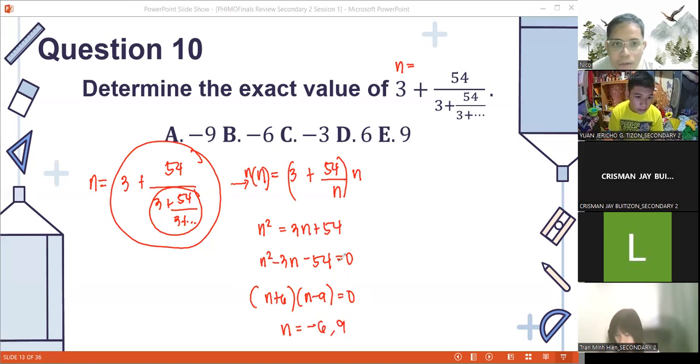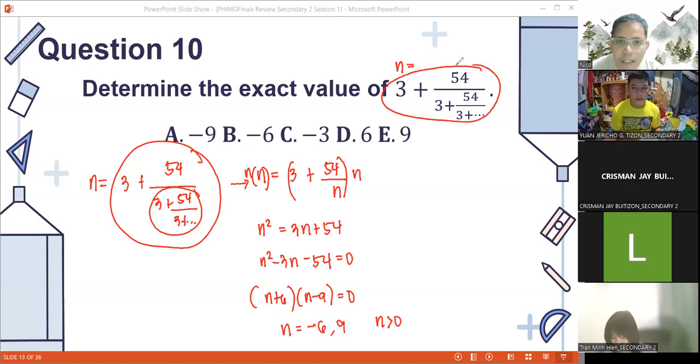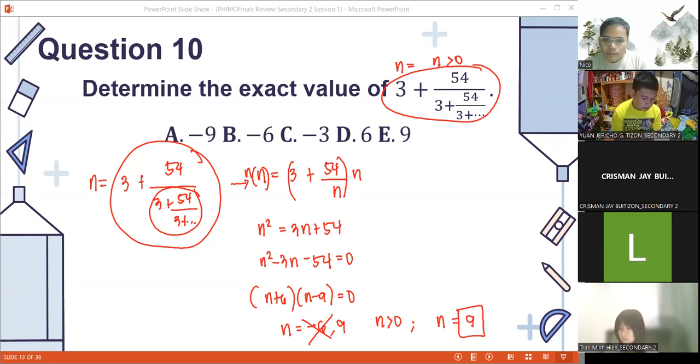Okay, take note that n is greater than 0 because this one is all plus, right? So the n value here is greater than 0. So we're not going to include negative 6. We're only going to have the positive value. So n is equal to 9. So the answer here is E.